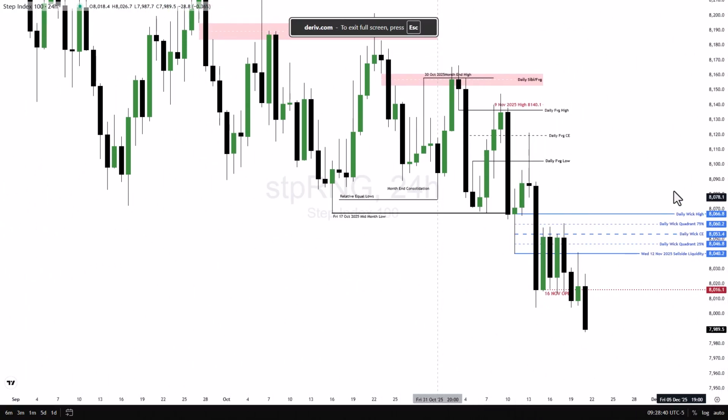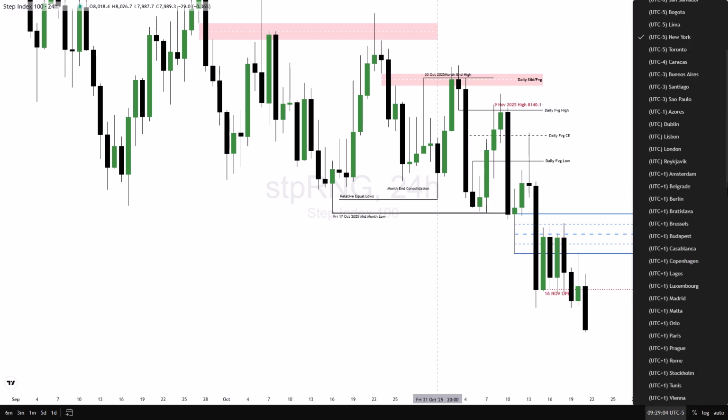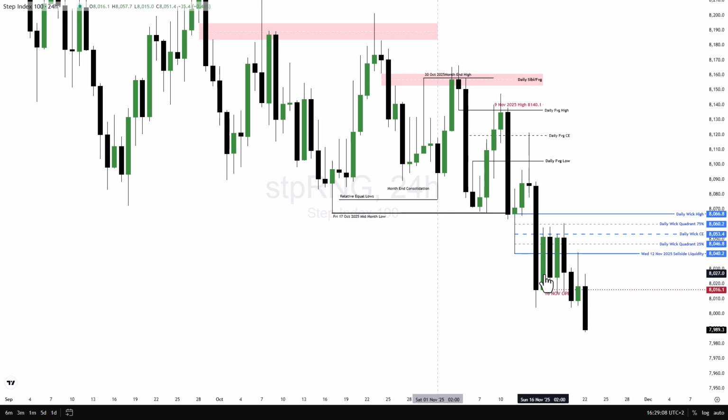Well, Step Index on a daily time frame. See how price action has respected that particular daily wick consequent encroachment. On this particular day, the 16th of November, I know it says down here that it is the 15th, but it's really the 16th. Okay, let me change my time zone to my local time. This was the day, the 16th of November. It was on a Sunday.